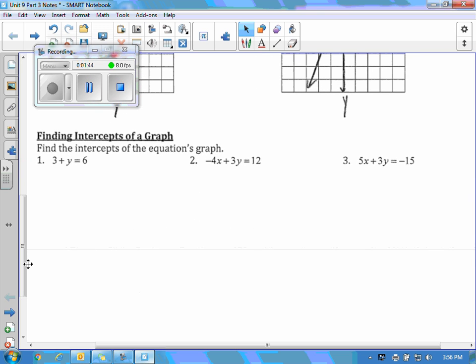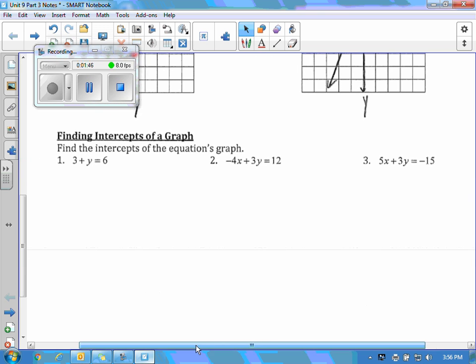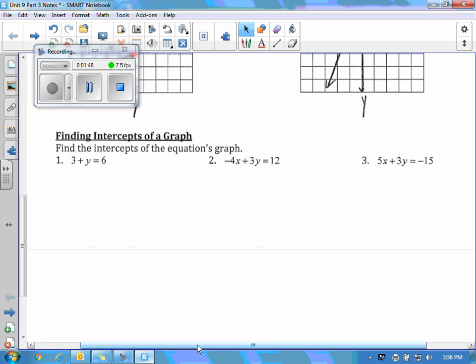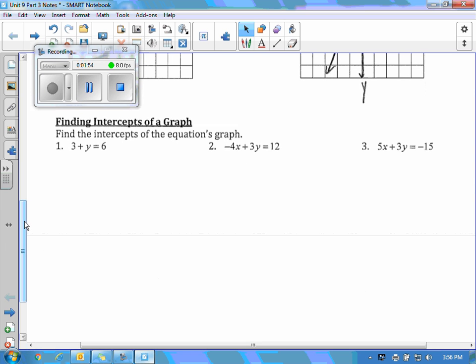The next thing you want to do is find the intercepts when we're given an equation. This is not too difficult as long as you remember the rules. On this first one, let me start by rewriting this. This should be 3x plus y equals 6. I left the x off when I made the notation.